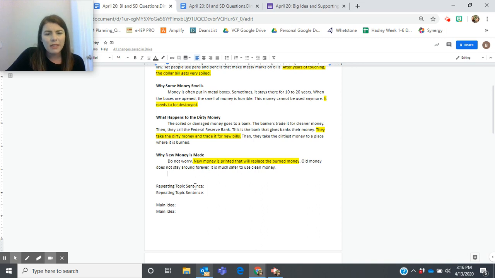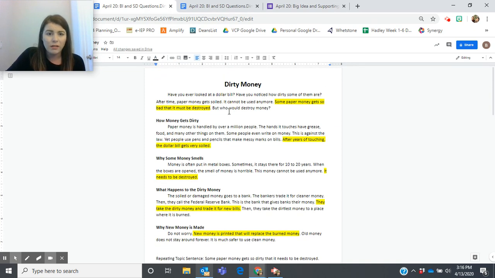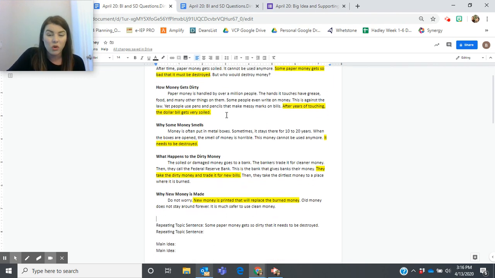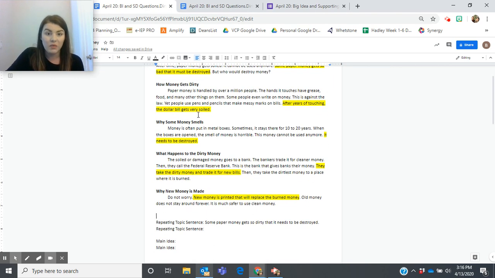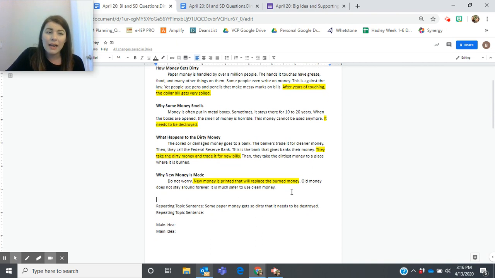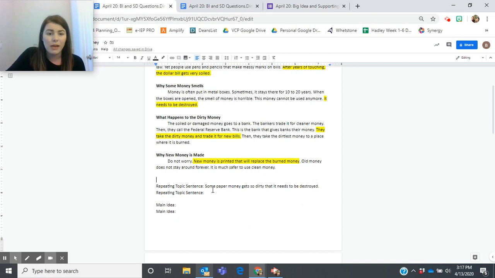The first thing that I'm seeing here is this idea that some paper money is getting so dirty that it needs to be destroyed. I see this sentence here, some paper money gets so bad that it must be destroyed. After years of touching, it gets very soiled. It needs to be destroyed. A lot of these topic sentences are repeating this idea.